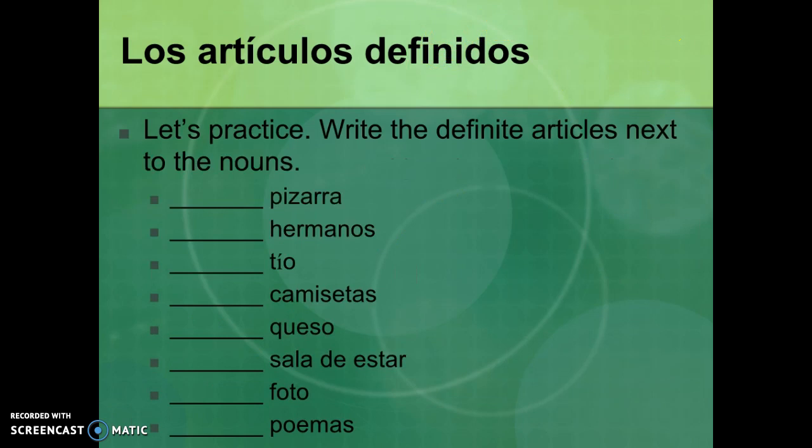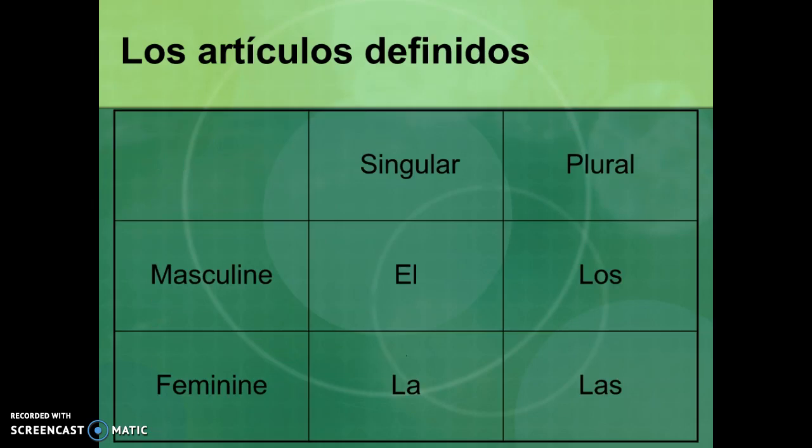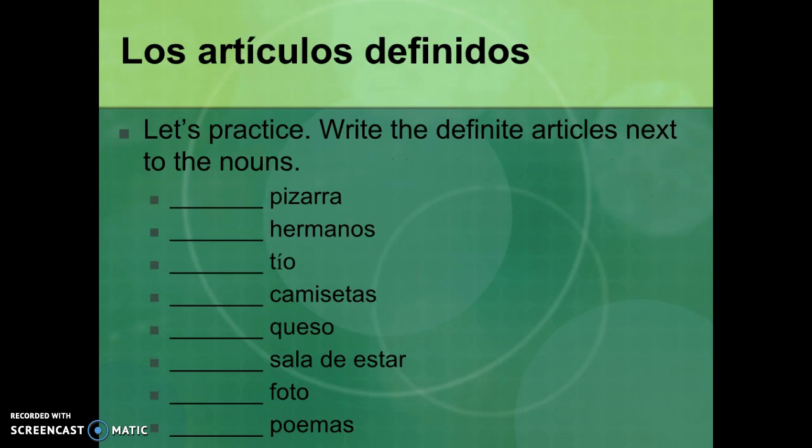Next, we're going to do a practice section. You're going to write the definite articles next to the nouns. If you guys can just do this in your notebooks. You can pause the video until we're done, and we will go over these answers in class tomorrow. So again, please just write these answers down, the definite articles, using the slide previous, el, la, los, and las. And whenever you are done, you can continue the video.